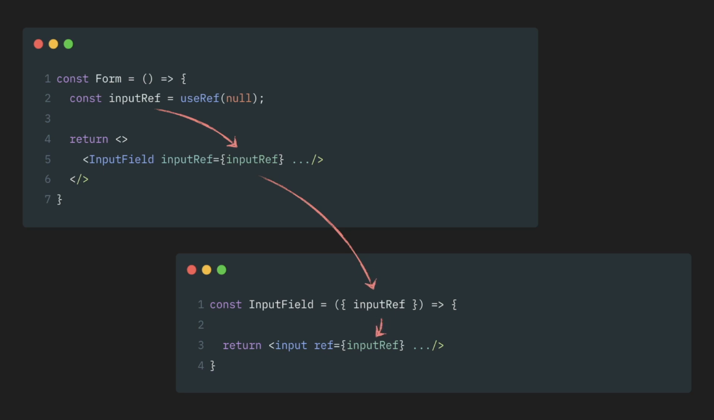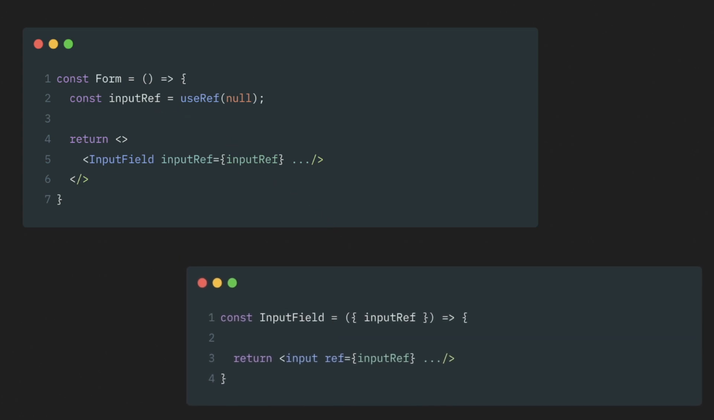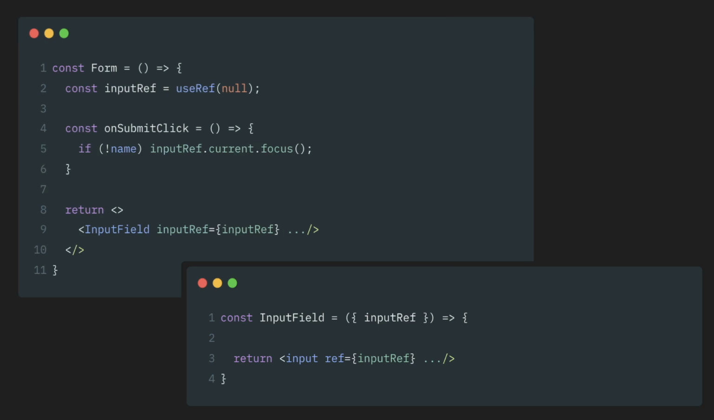React again will do some magic underneath when the input is rendered. It will mutate this ref object, and the input element will be available to us through the inputRef. And we will be able to use it in the form component just as any normal ref.